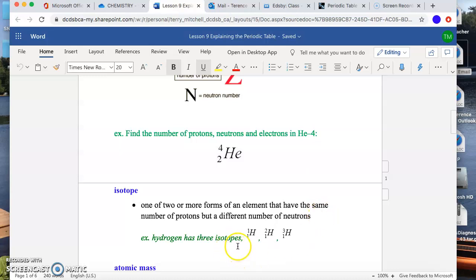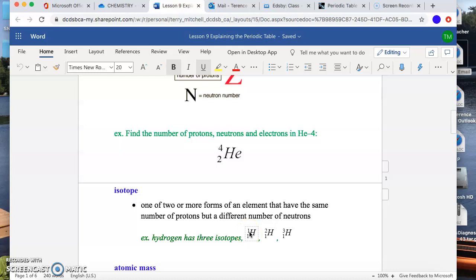So hydrogen has 3 isotopes. There's 3 different versions of hydrogen. This bottom number here is the atomic number. Hydrogen is hydrogen because it has 1 proton in its nucleus. That's what makes it hydrogen, 1 proton. But you'll see here that there's 3 different versions that have a different weight.